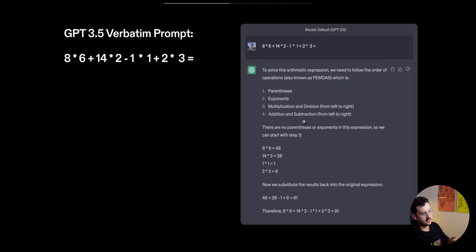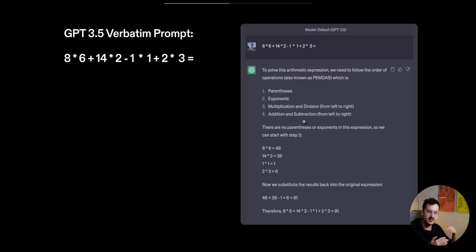But now we do a verbatim prompt, right? We just paste these in and say, 6 plus 14 by 2 minus 1 by 1 plus 2 by 3. And in this case, it does something interesting that it didn't do with the other one, where I said, give me the result immediately. What it does is say, okay, to solve this arithmetic expression, we need to follow the order of operations, also known as PEMDAS, and so on. At the end, it gives me 81 correctly, right?